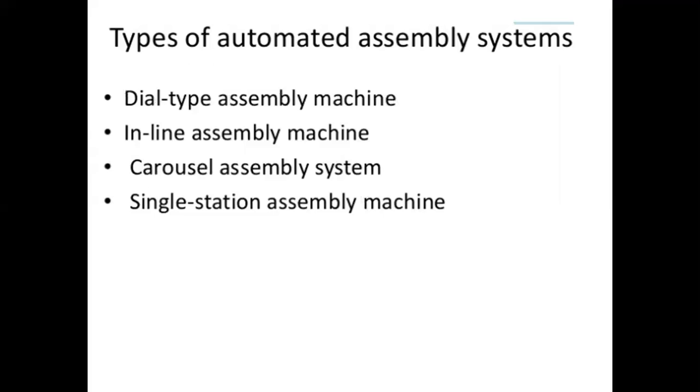Okay. Next one is the types of automated assembly systems. Even in the production lines or transfer lines, we get similar types of automated line systems or automated assembly systems. Here, one is the dial type assembly machine. The second one is the inline assembly machine, and the third one is the carousel assembly system, which is not in your syllabus actually. Then the single station assembly machine. So these are all the different types of assembly systems.